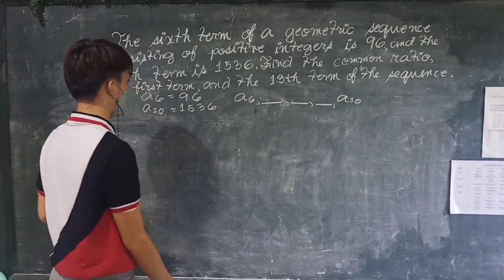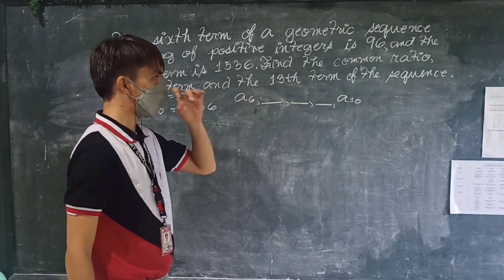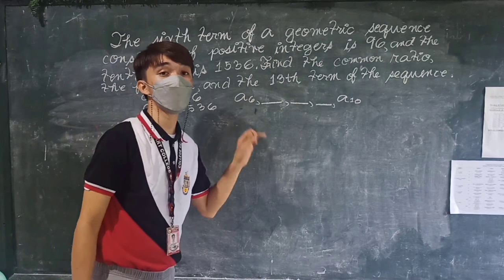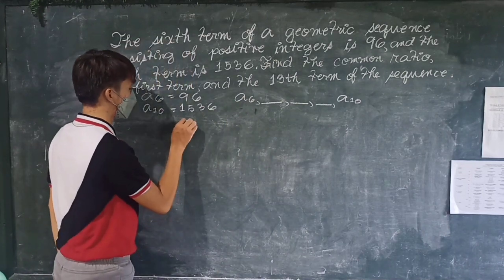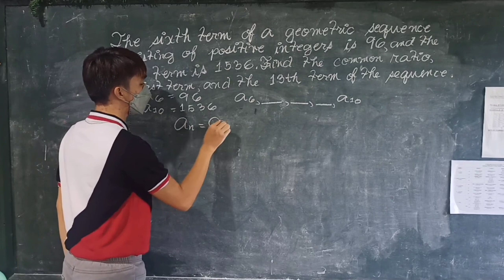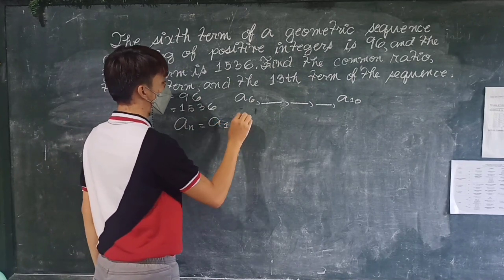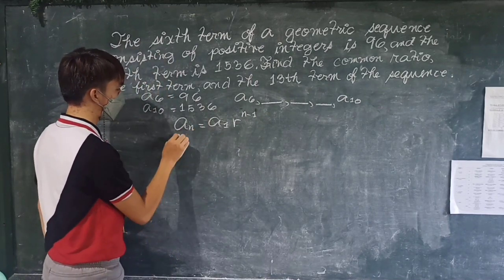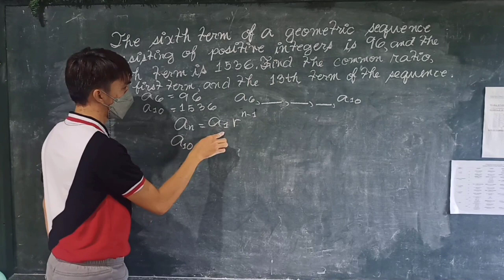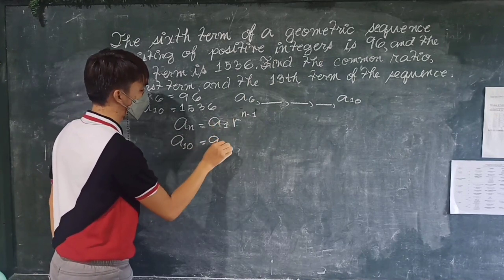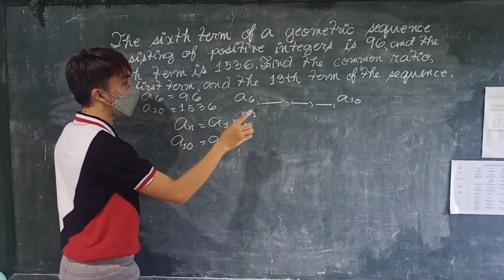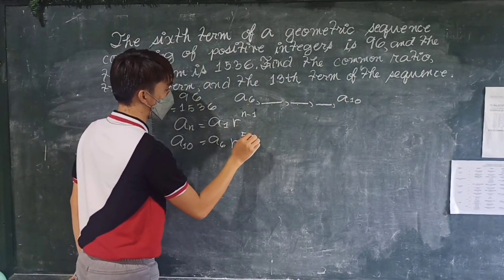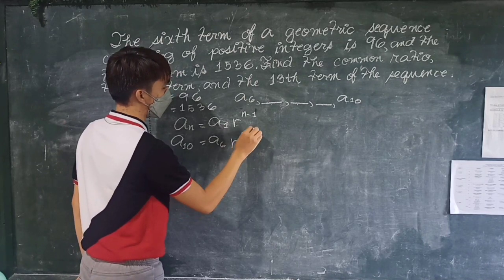So we are going to use a sub 6 and a sub 10 in order to look for the common ratio. We are going to assume that a sub 6 will be our first term here. So we're going to use the formula a sub n equals a sub 1 times r raised to the power of n minus 1. So here will be a sub 10, and here our assumed first term a sub 6, r raised to the power of n. How many terms do we have? We have 1, 2, 3, 4, 5. So that's 5 minus 1.